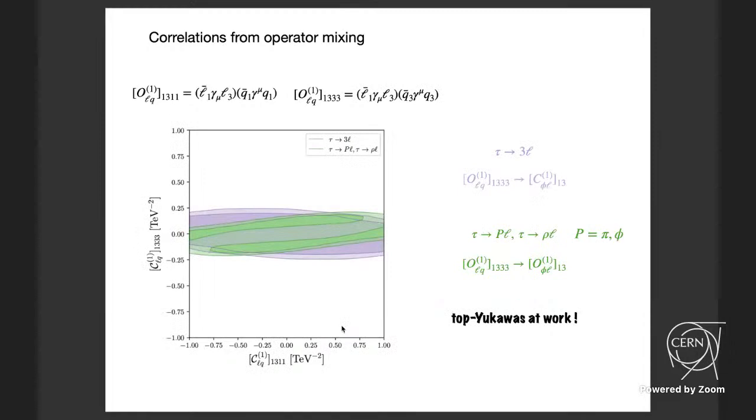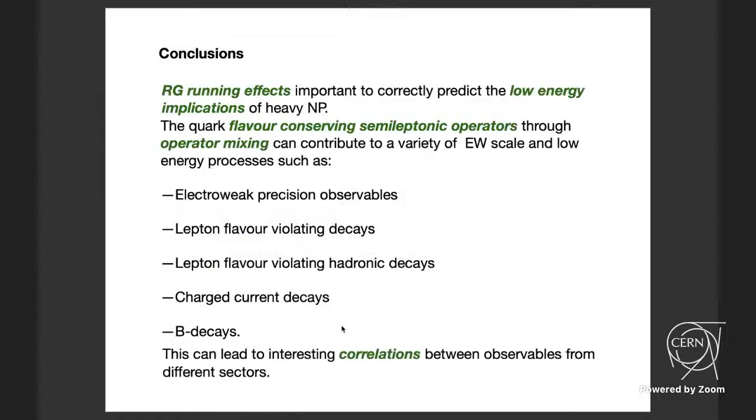Because time is up, I will directly go to the conclusions. The RG running effects are very important to correctly predict the low-energy implications of heavy new physics that you introduce at a high scale. We have demonstrated that semi-electronic, quark flavor conserving operators can enter through operator mixing into various observables like electroweak precision, lepton flavor violating decays, purely leptonic decays, lepton flavor violating hadronic decays, charged currents, even flavor violating B decays through Yukawas. And this leads to very interesting correlations between observables from very different sectors. That's all. Thank you very much.